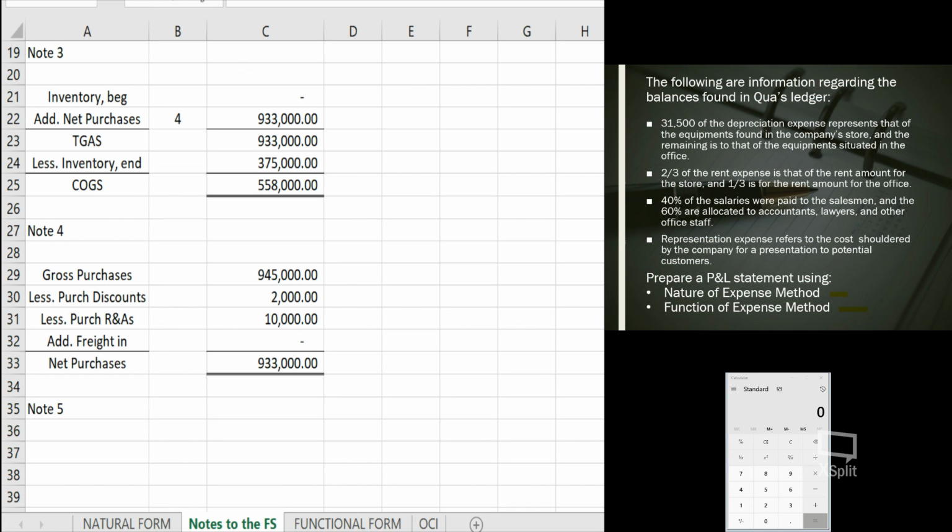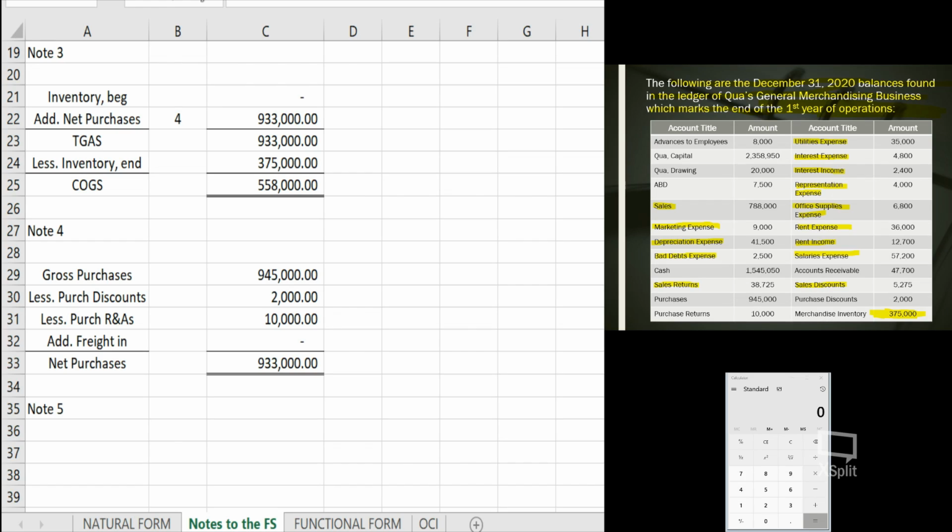Okay? So ang sabi dito, okay, 31,500 of the depreciation expense represents that of the equipments found in the company's store. And the remaining is that of the equipment situated in the office. Okay? So, how do we do that? So, balik muna tayo. How much ba ang total depreciation expense natin? Total depreciation expense is 41,500.